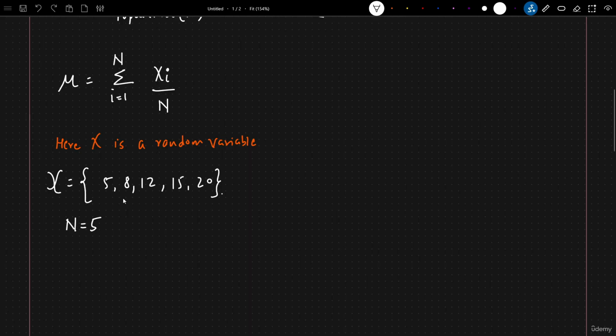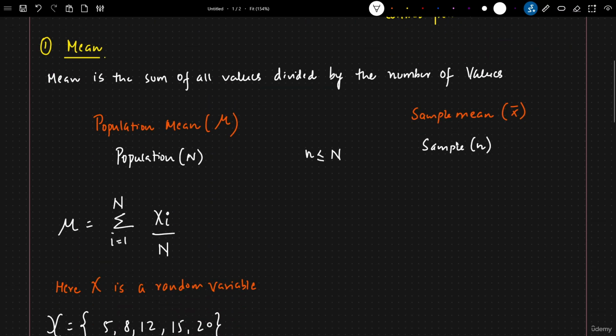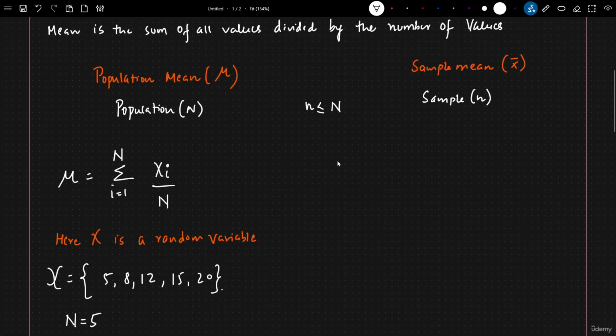The reason why I'm talking about population mean and sample mean is that both of them have a different formula. It is important for you all to understand this also. I'll talk about it because after this particular topic, we'll also be talking about measures of dispersion. And there we will talk about population variance, sample variance, and many more things.